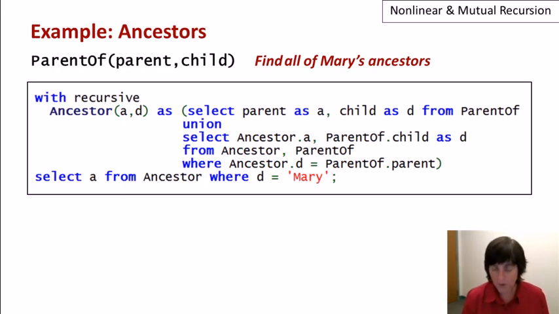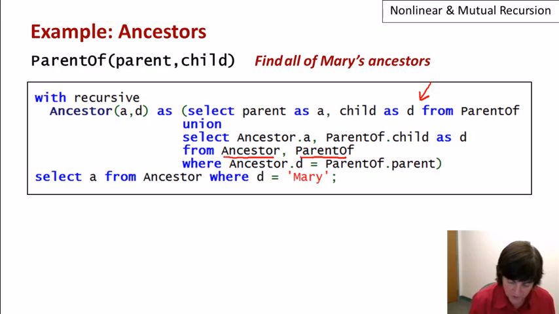It does take the form of having a base query here, which says if we have a parent relationship, that's also an ancestor relationship. And then the recursion occurs in the second part of the union, where we join the recursively defined ancestor relation with parents so that we extend the ancestors with one more generation. Now this query does have linear recursion because we only have one instance here of the recursively defined relation ancestor.